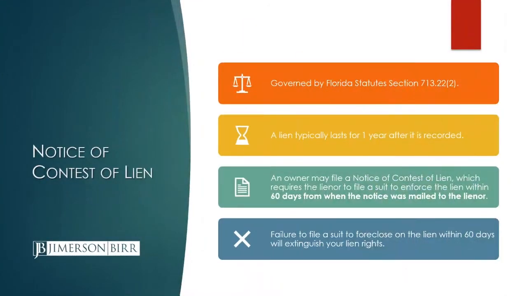Notice of contest of lien, again, similar mechanism. These are all tricks sometimes that people employ to get you to sleep on your lien rights, and next thing you know, it's too late, you didn't respond, and the lien is gone by operation of law. So this is one where, again, governed by the Chapter 713, and it's a 60-day time frame. So the owner sends out a notice of contest of lien and then requires the lienor to foreclose the lien within 60 days from the notice was mailed.